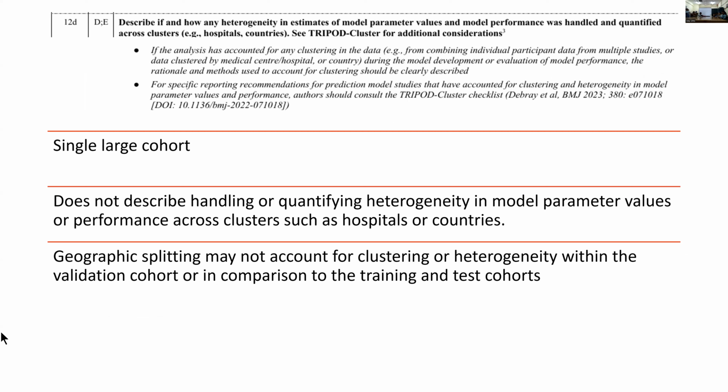Describe any heterogeneity in the model parameter values and model performance. So this was a single large cohort study. They have not described how they quantified heterogeneity across hospitals or across countries. This was across the UK, Ireland, and Wales, so they have not specified any heterogeneity across the geographical areas. And they have also not done a cluster analysis based on each hospital where it was done. Whether there was any variation between the 13 hospitals where it was analyzed is also not mentioned in the study.